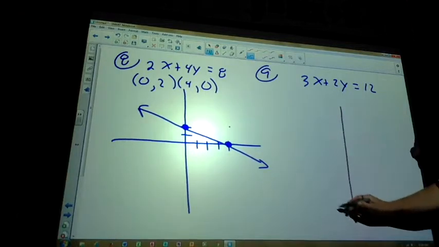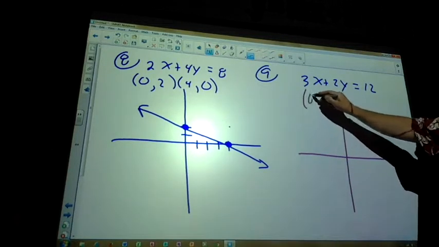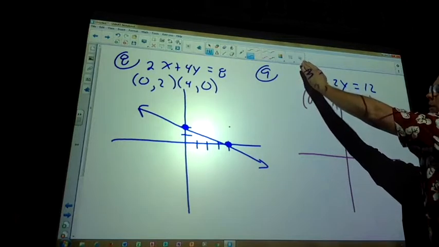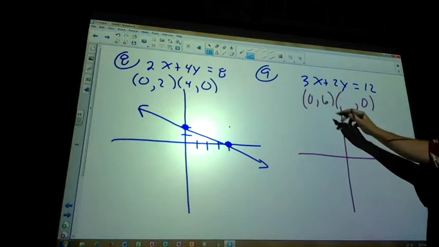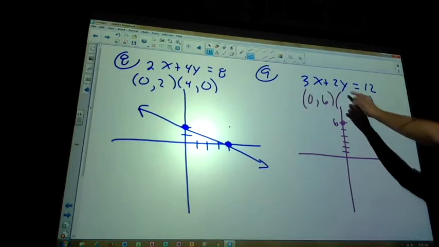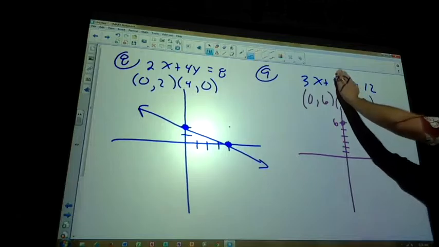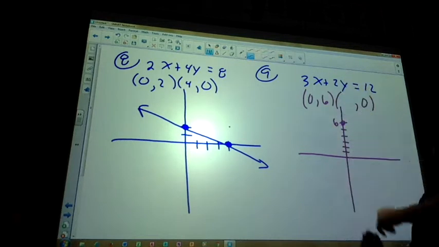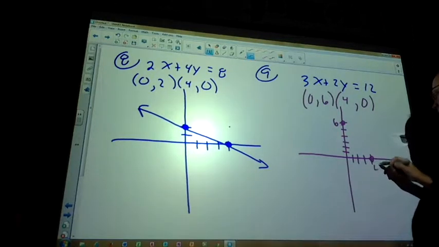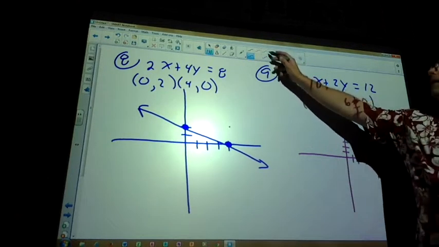Okay, problem number 9. Again, I'm going to plug in 0 for x and 0 for y, and this is going to allow us to use the cover method. So if I plug 0 in for x, I get 3 times x, which is 0, so that's gone now. What's y have to equal then? 6. So 0, 6 is up here. I'm plugging 0 in for the y, so 2 times y, or 2 times 0 is 0, so that's covered up. So what does x have to equal? 4. Okay? And then connect the dots.